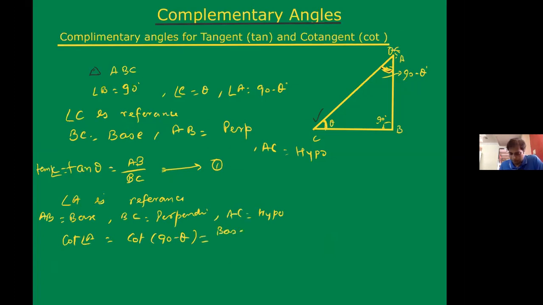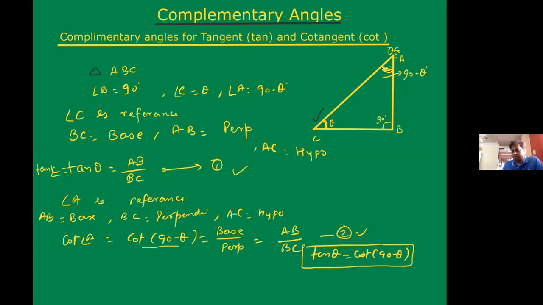So if I write here base by perpendicular, base is AB, perpendicular is BC. Just consider this is equation 2. If I see equation 1 and equation 2, what I'm observing is that tan theta is AB by BC, and cot 90 minus theta is also AB by BC. So both are the same, and I can write tan theta equal to cot 90 minus theta from equations 1 and 2.